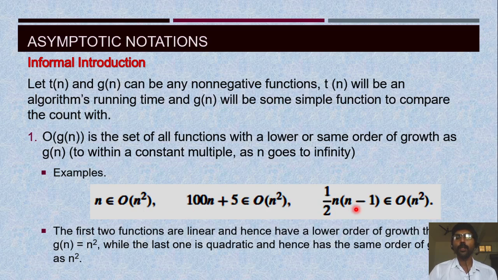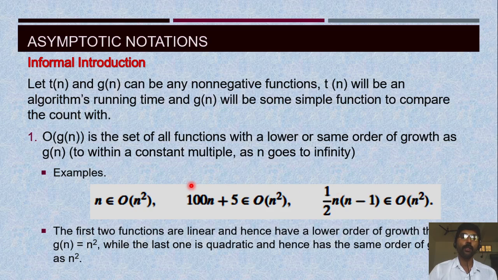But in this case, both the left hand side and right hand side have the same function. Here n into n means n square, and here also n square. So this is also big O actually.